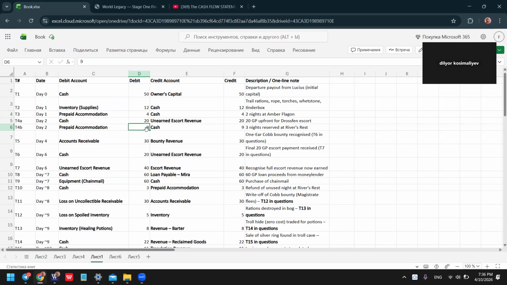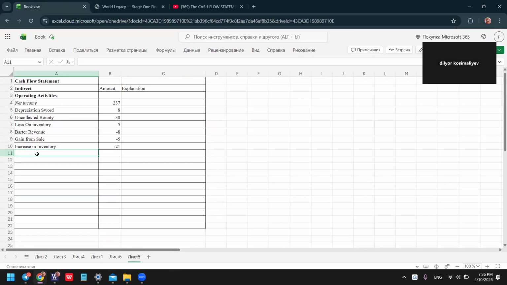Here we have 9, and she stayed there for 2 days. So 3 per night, it will be 6 in total, and she got 3 refund. So we add 4 and 3, we get 7. And this 7 we can record it as prepaid accommodation. Basically saying, it's the days she spent money for not staying.